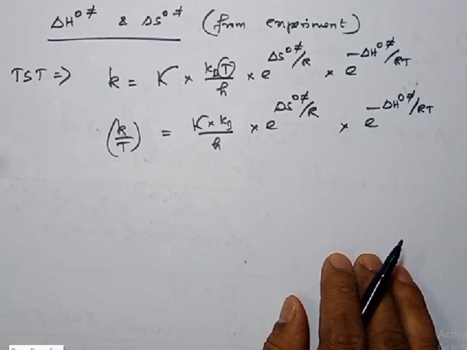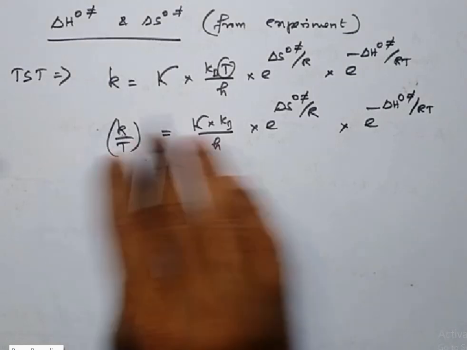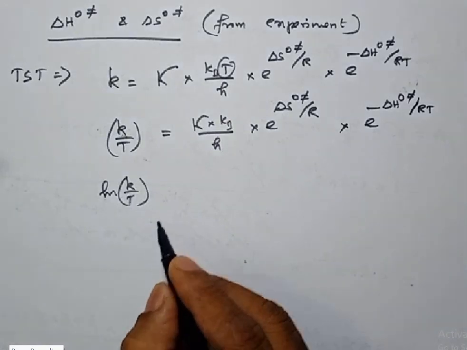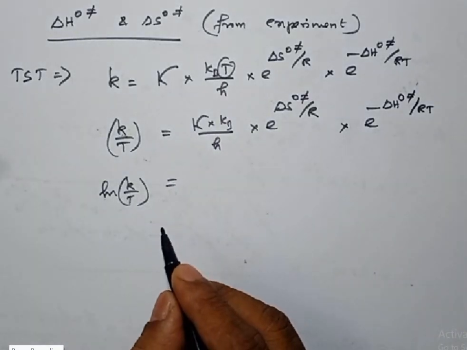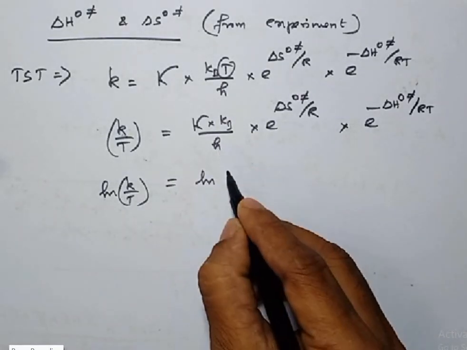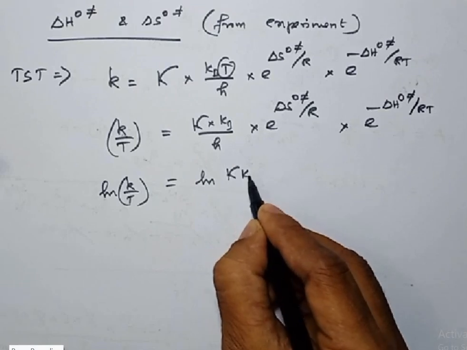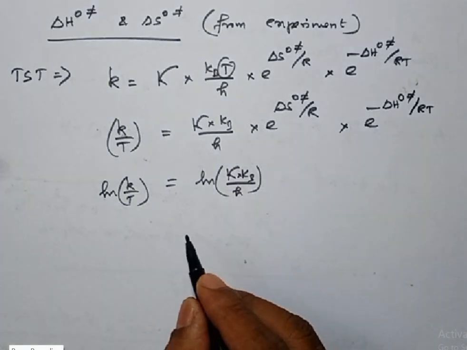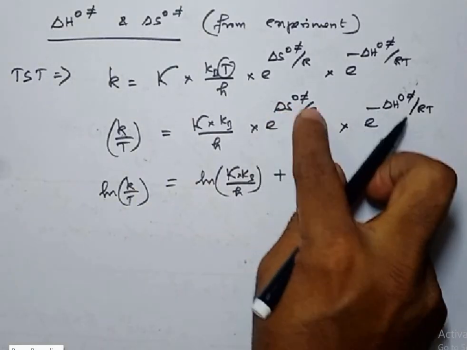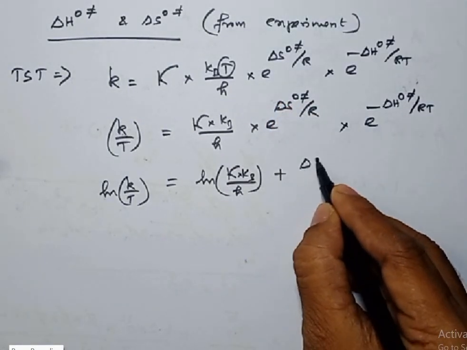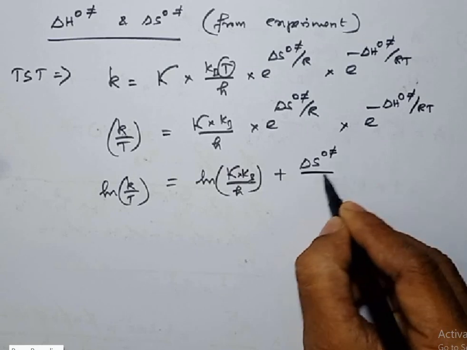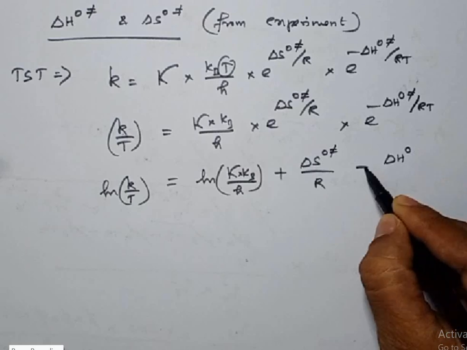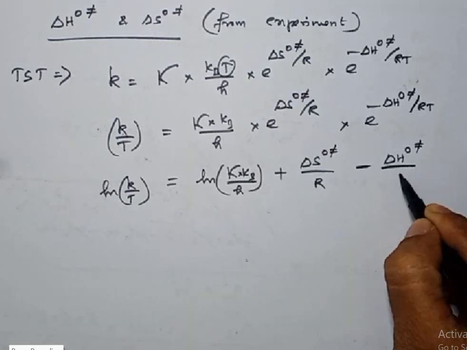Now what I am going to do is take the logarithm. So ln k by T equals ln of kappa into kB by h, plus ln of e power delta S naught double dagger by R, which gives delta S naught double dagger by R, and here I will get minus delta H naught double dagger by RT.